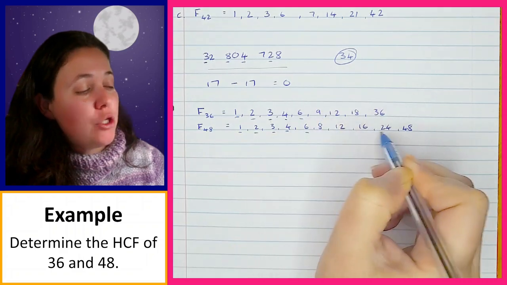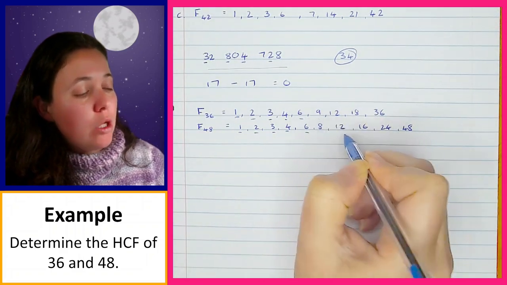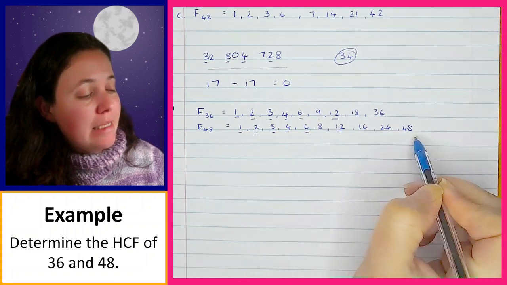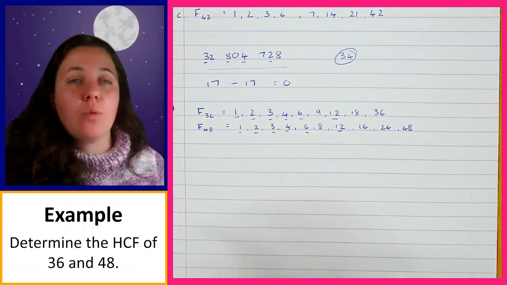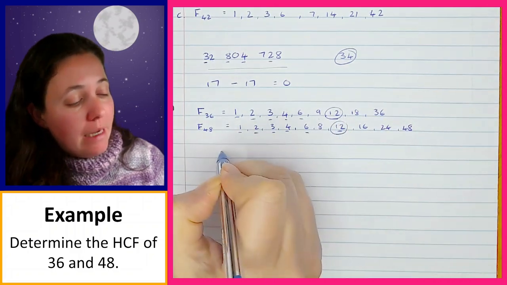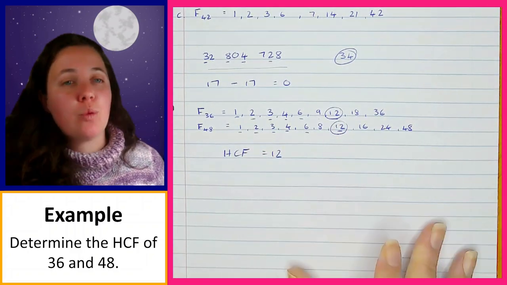9, there is no 9 for 48, so I'm not going to underline that one. 12, there is a 12 for 48, so I can underline those. 18, there isn't, and 36, there isn't. So my highest one that was common between them is 12. So my highest common factor is going to be 12.